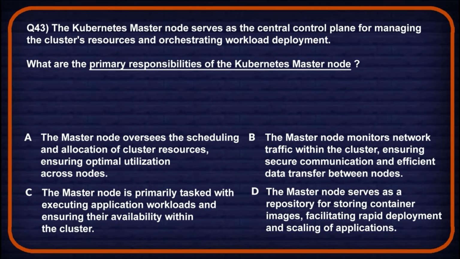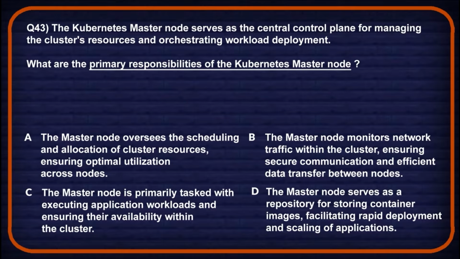The master node oversees the scheduling and allocating of cluster resources, ensuring optimal utilization across nodes. The master nodes manage pod scheduling and cluster state through components like the scheduler and controller managers. So option A looks like a good answer. Moving on to option number B.